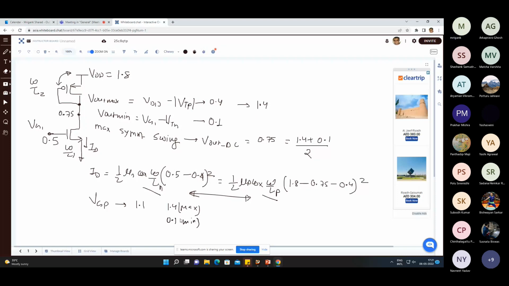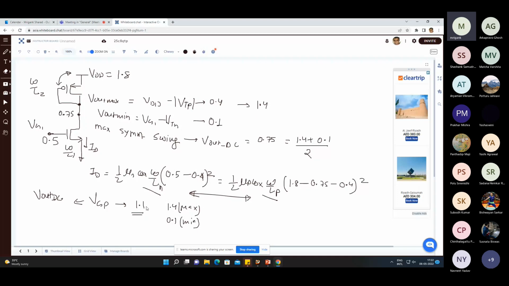Now my VGP, because of the design that I have been given, W by L of N and P, the VG out, in other words, you can call it whatever, the output DC voltage. Why am I calling this so? Because ultimately this is the gate voltage of the PMOS, and this is actually V out DC. So I can call it V out DC, which is the DC bias point of the output. Now suppose you find out using this equation that with given W by L and given mu P, mu N, I am getting the VGP to be this.